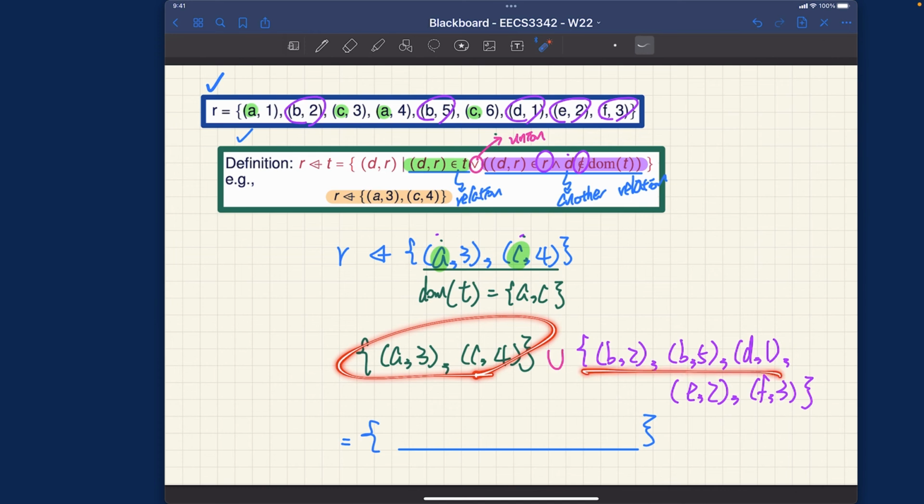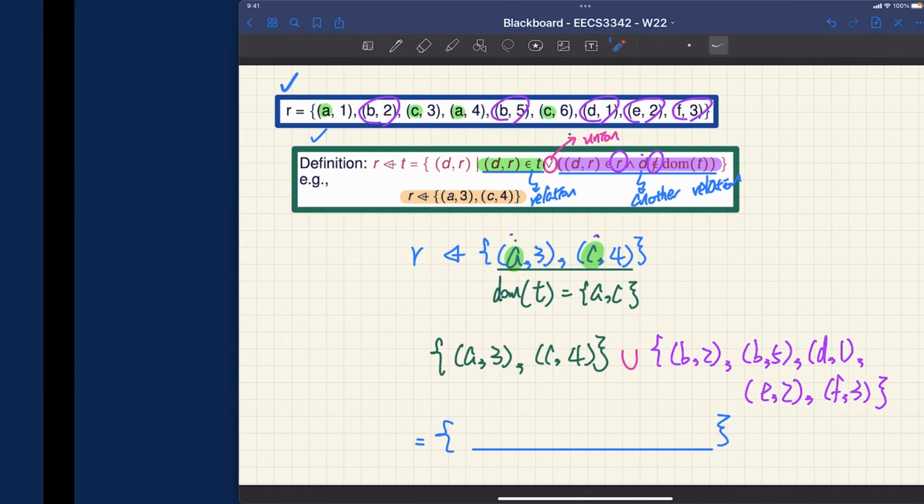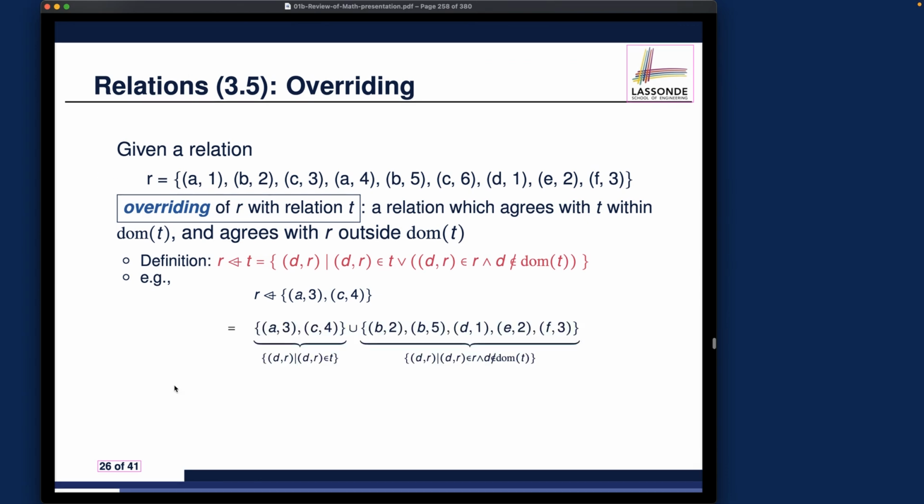And then this will be the second part where it's outside the domain of T, in which case we want to be consistent with whatever is already in R. Right? That's kind of the intuition you want to have for relational overriding. We'll give you another slightly different interpretation for the relational overriding operator in just a moment. Okay, but make sure you understand this example over here.